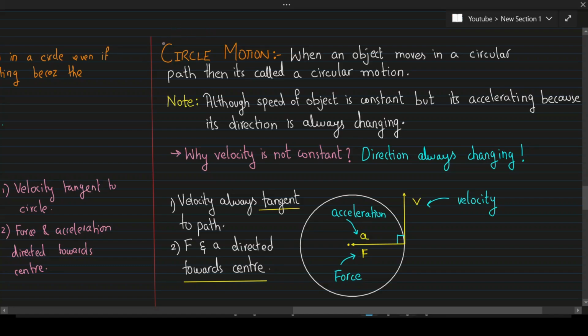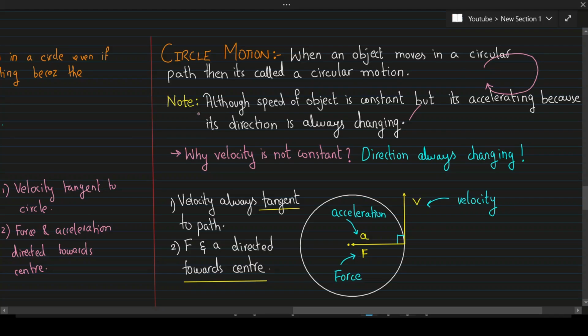So today we will be learning about circular motion as well as projectile motion. Circular motion is very basic. When an object moves in a circular path, it is called circular motion. If a car is moving in a circular path, it means that it is in circular motion.